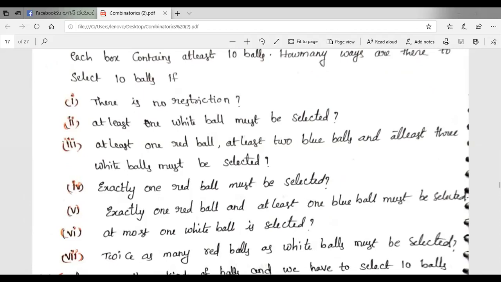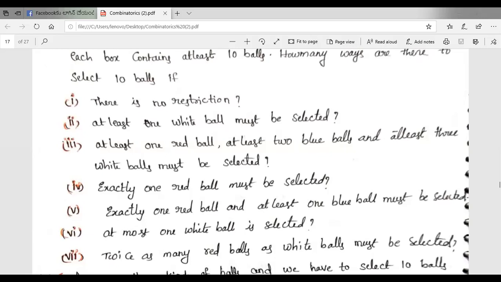Next, third question: at least one red ball, at least two blue balls and at least 3 white balls must be selected. The fourth one: exactly one red ball must be selected, definitely one red ball in those 10 balls. The fifth question: exactly one red ball and at least one blue ball must be selected. In the sixth question, at most one white ball is selected. Seventh question: twice as many red balls as white balls must be selected.